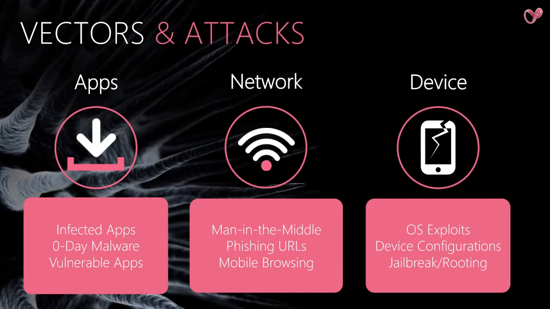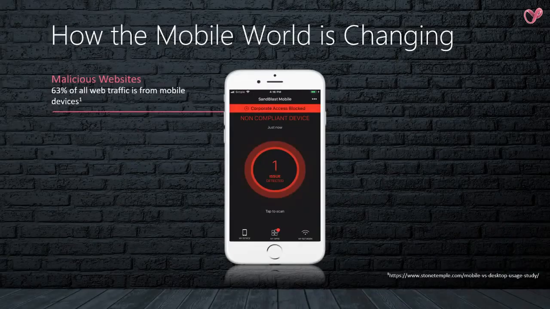So these are the three major vectors, and we are going to see one by one how we mitigate these problems, and how the mobile world is changing now. There are lots of malicious websites. 63% of all web traffic is coming from mobile devices only. So we need to check URL reputation, phishing, and whether any malicious things are going on in your mobile. We need to cross-check everything.